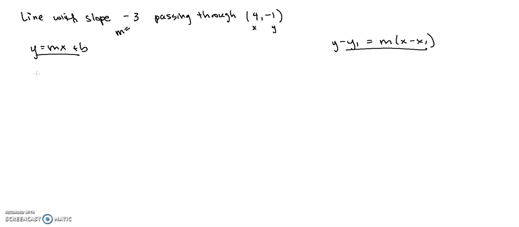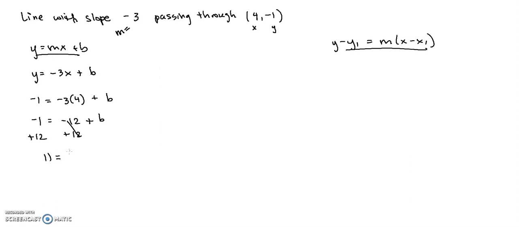All right, so for the first method, we can go ahead and put our slope in. So we're going to have -3x plus b. And then to get b, we're going to put in our x and our y. So we're going to have -1 equals -3 times 4 plus b. So -3 times 4 is going to be -12. And then to get b by itself, we're going to add 12 to both sides. And we get that 11 is b, that's our y-intercept. So we've got our slope, and we've got our intercept, and we can go ahead and plug that into the equation, y equals mx plus b.